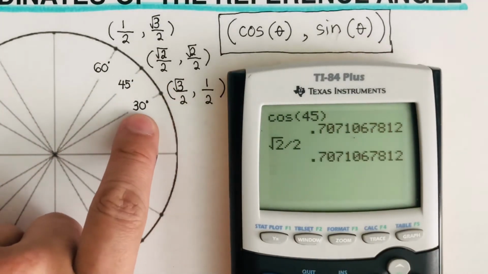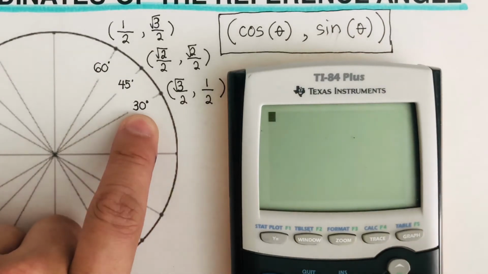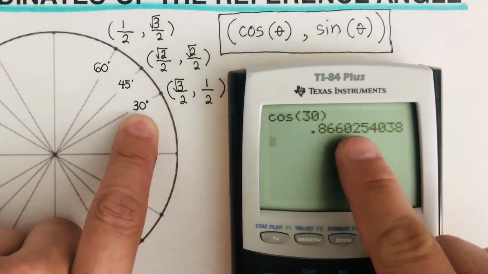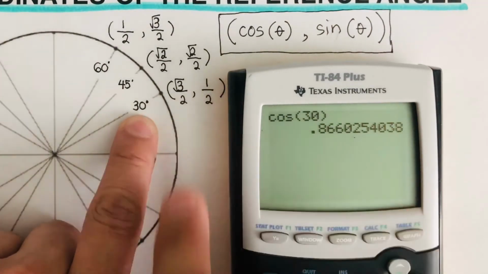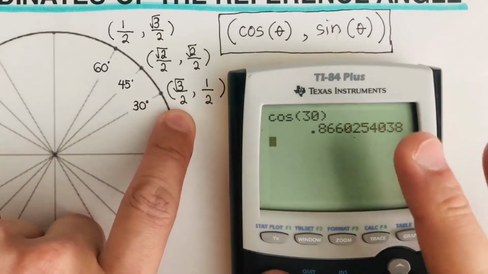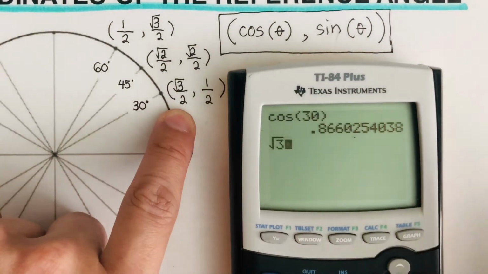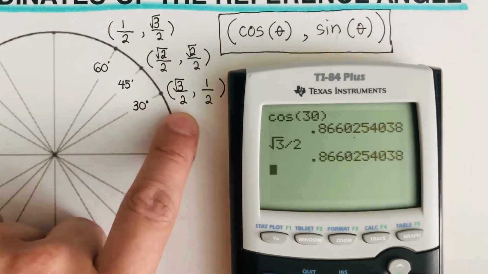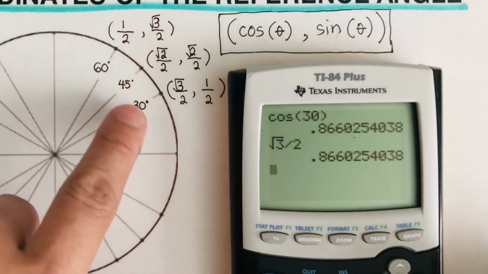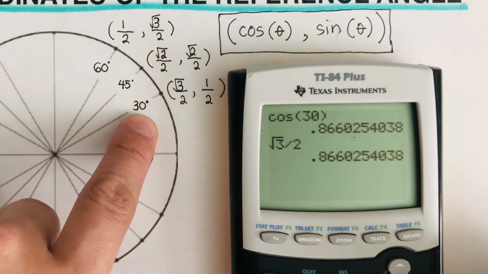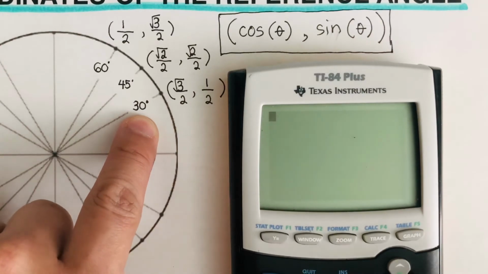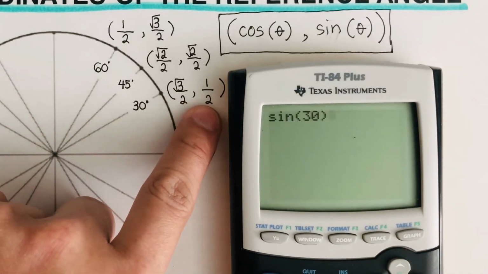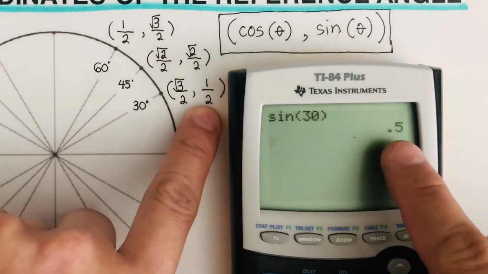Now let's see the cosine of 30. That's the value for cosine 30. Now let's see if square root of 3 over 2 is the same as this. So that would be square root of 3 divided by 2 is actually the same value. So they match up. Now let's go to the sine here. So let's check if it would match up. So let's go ahead and say sine 30. We're expecting to have it as 0.5 because it says here that it's 1/2. And so it is 0.5.